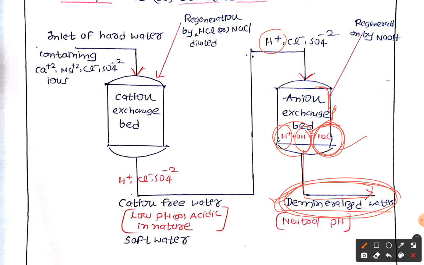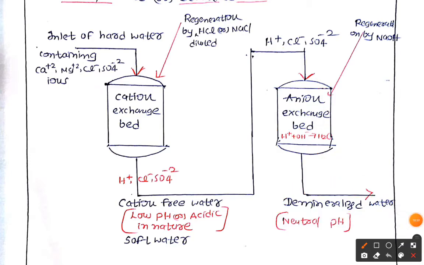Again, the resins become exhausted, so their efficiency decreases. So again we go for regeneration. For the cation exchange bed we use dilute HCl, and for regeneration of the anion exchange bed we use sodium hydroxide. Why we use only these, I will explain with the reactions. Let us see the reactions.